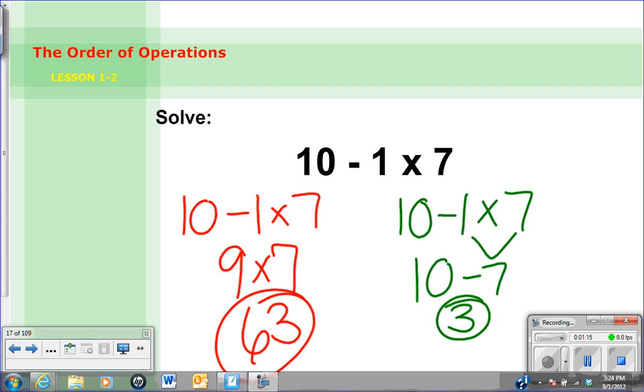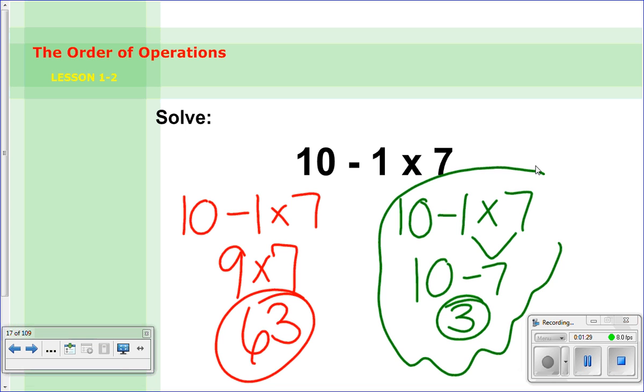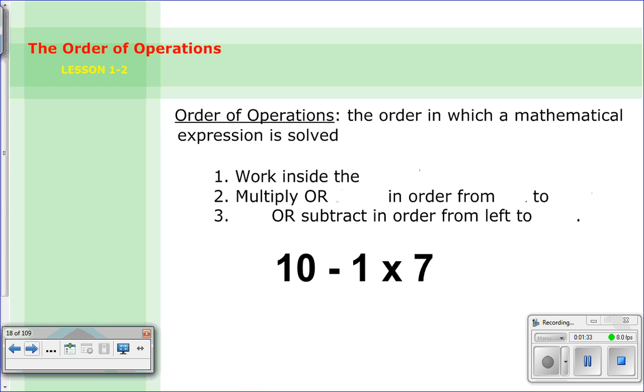And this is where the order of operations comes into play, because we need to know how we are supposed to solve these problems so we don't have all these different answers. All right, and I'm going to tell you right here that actually 3 is the right answer because of the order of operations. And we're going to go over that now.